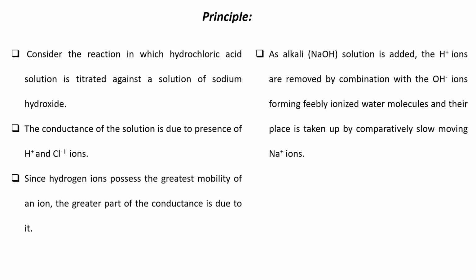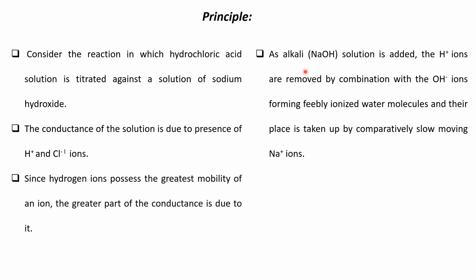For this titration, the principle involved is that HCl solution is titrated against a solution of sodium hydroxide. What will happen is that in HCl, the conductance of the solution is due to the presence of H+ and Cl- ions. Since the hydrogen ions possess the greater mobility, they contribute the greater part of the conductance.